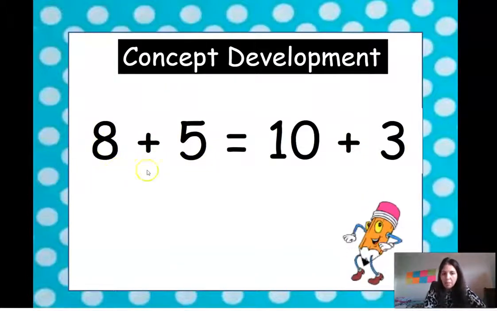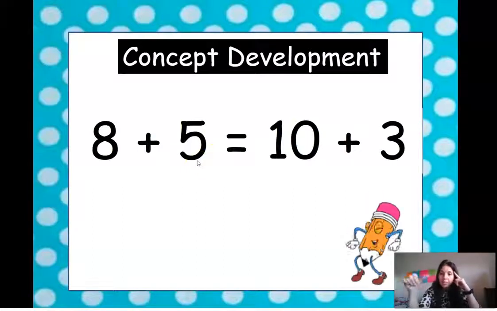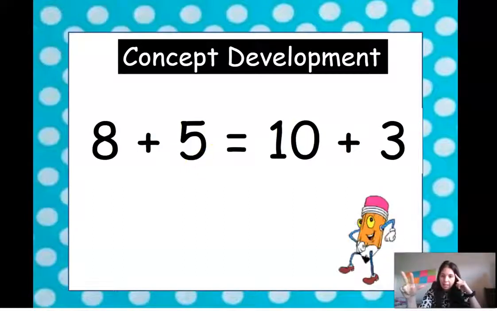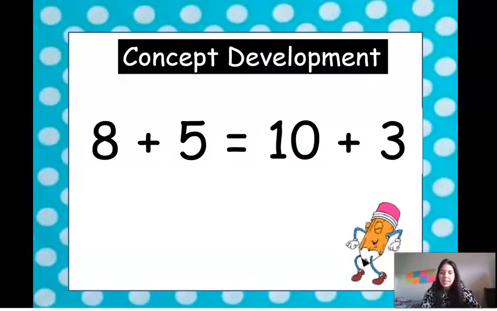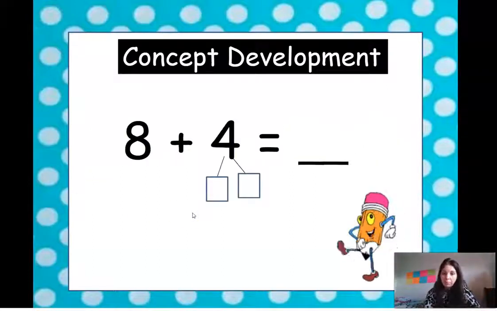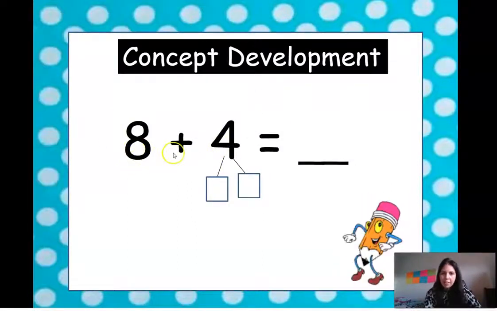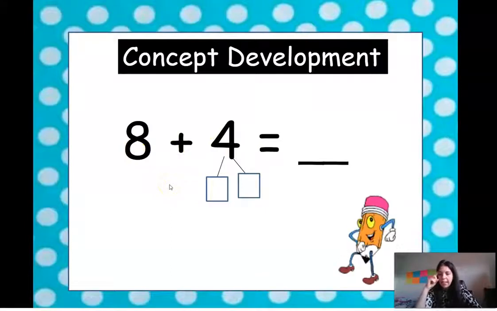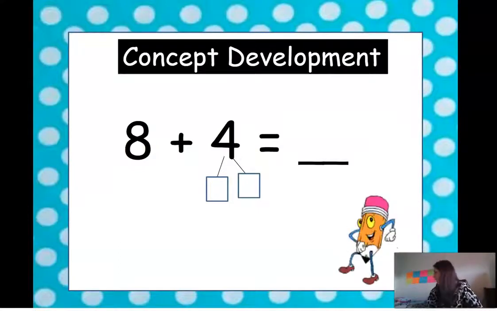Let's count up using the count up strategy or count on 8 plus 5. Say 8 in your head. Do it with me. 8, 9, 10, 11, 12, 13. We got the same answer. Okay, here's another problem. First, let's do our count up or count on. 8 and 4 more. Say 8 in your head. 8, 9, 10, 11, 12. Okay? Now, we're going to do our number bond.